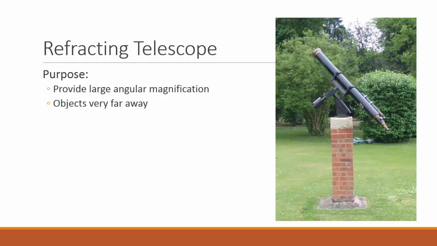Now, there are really two types of telescope designs. The main one we'll talk about is something called a refracting telescope. A refracting telescope uses two lenses. There's also something else called a reflecting telescope, which uses a mirror and a lens.